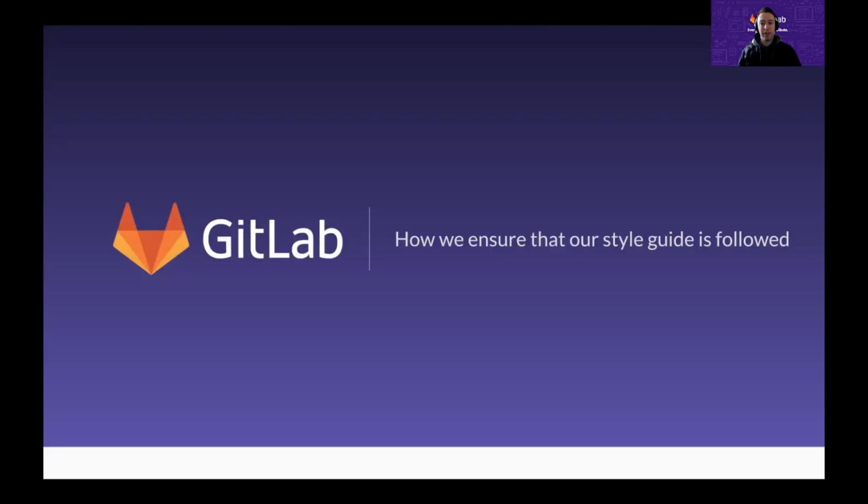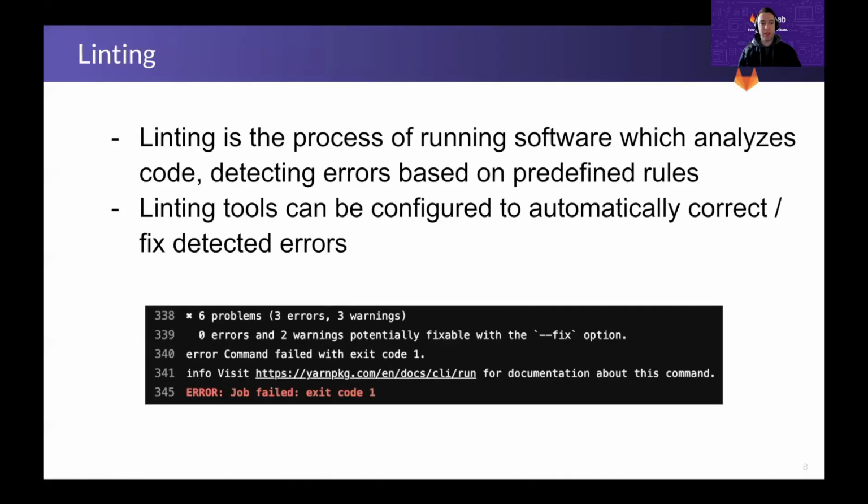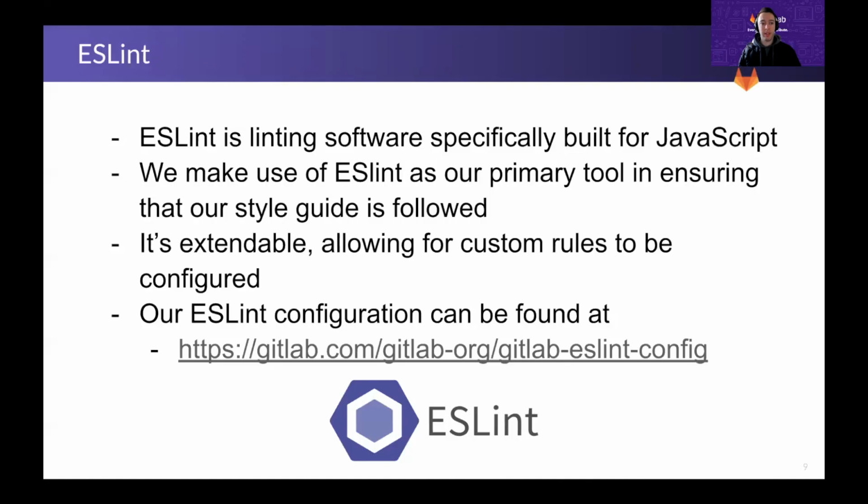How we ensure that our style guide is followed. Linting is the process of running software which analyzes code, detecting errors based on predefined rules. Linting tools can be configured to automatically correct or fix detected errors. ESLint is linting software specifically built for JavaScript. We make use of ESLint as our primary tool in ensuring that our style guide is followed. It's extendable, allowing for custom rules to be configured. Our ESLint configuration can be found at the following link.